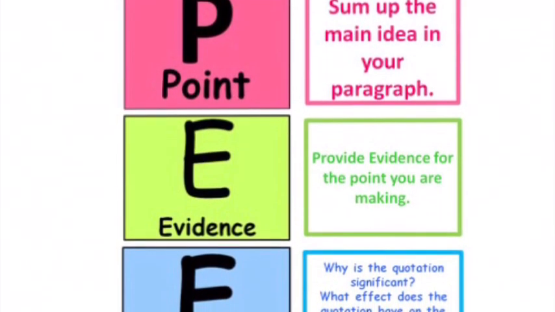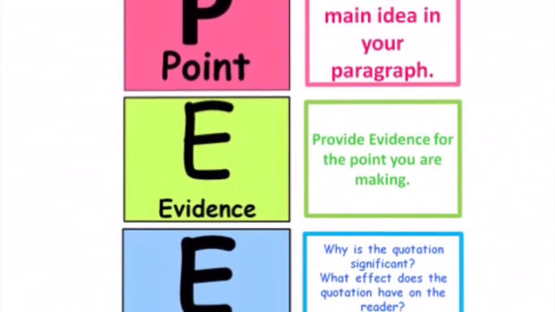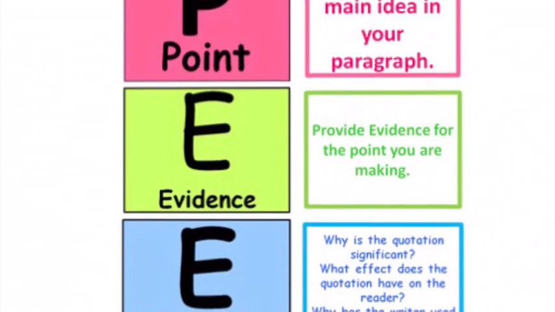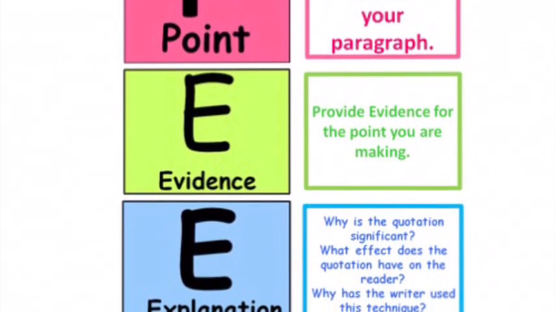Okay, year 6, so we've talked about inferences and what an inference is and how we can make inferences. Now we're going to talk about how we can write a PEP paragraph to justify the inferences we have made.